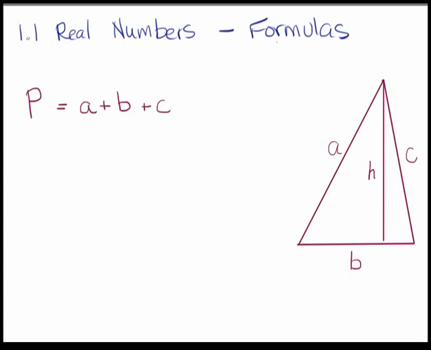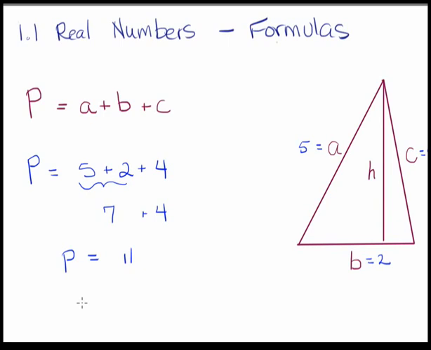If this triangle, for example, has sides of length 5, 4, and 2, then its perimeter would be 5 plus 2 plus 4. These are all additions, no multiplications. I don't have to worry about the order of operations. I should go from left to right if I'm performing more than one addition. So I'll add the 5 and the 2 to get 7, add 4 to that, and I get 11. The perimeter of this triangle is 11.